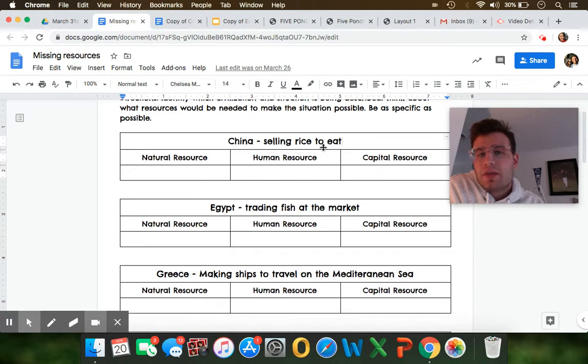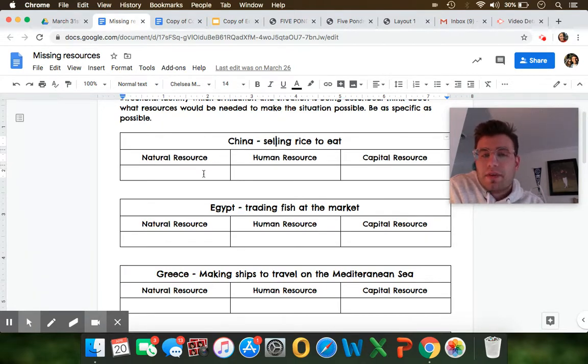So we're going to do this one together right here, the selling rice to eat, to kind of show you what I'm talking about here. So we're going to identify a natural resource, a human resource, and a capital resource that we would need in China to sell rice to eat.